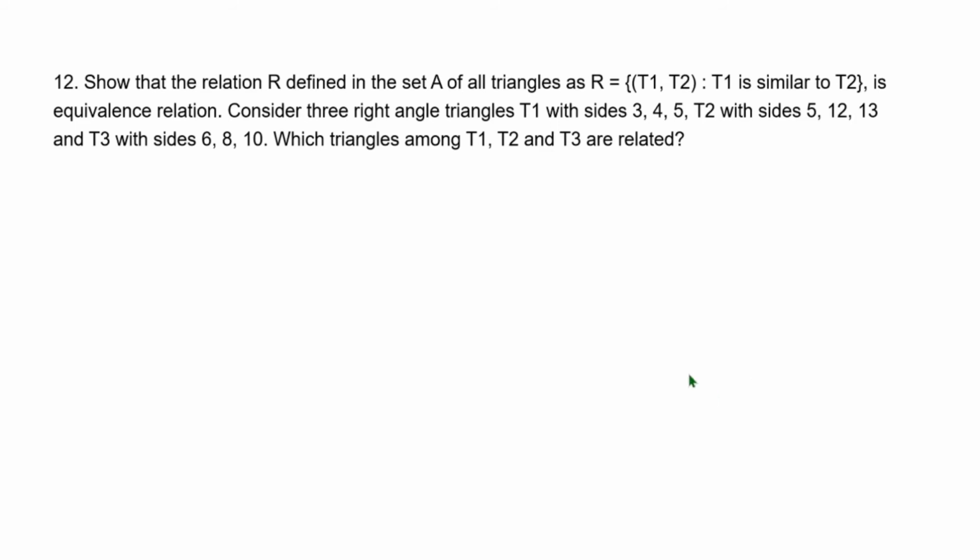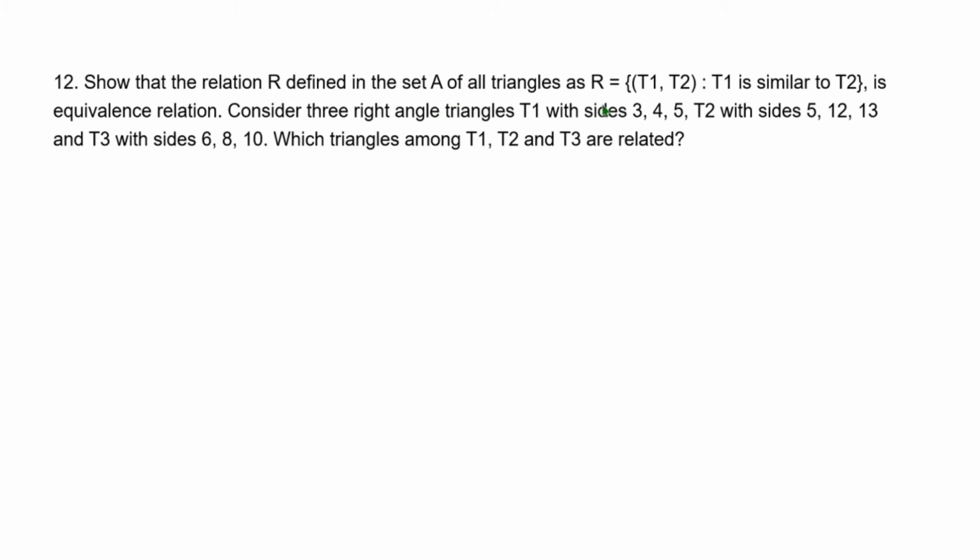Next question. Show that the relation R defined in the set A of all triangles as R is equal to the set of all ordered pairs T1, T2 such that T1 is similar to T2 is an equivalence relation. Consider three right triangles T1 with sides 3, 4, 5, T2 with sides 5, 12, 13 and T3 with sides 6, 8, 10. Which triangles among T1, T2, T3 are related? So first we have to prove that R is an equivalence relation in the set A of all triangles.